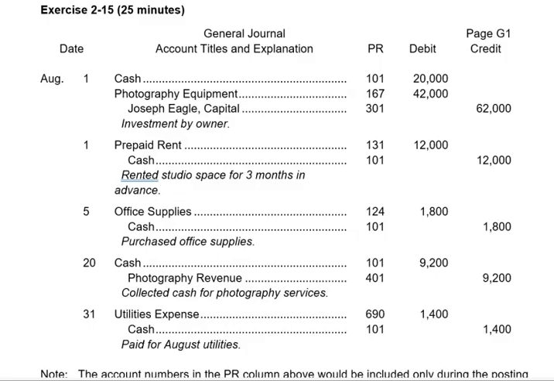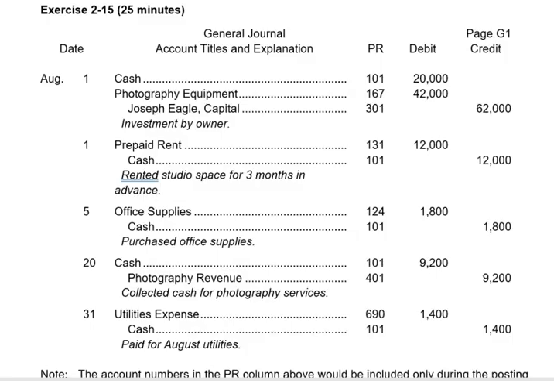So for this entry, we have cash is being increased. So we're going to debit cash. Photography equipment is also being increased for 42,000. So that's going to be a debit because that's an asset. And then the credit is going to be capital because by Joseph Eagle, the owner of this company, investing in the company, it's a capital account and it's increasing equity. And it's an investment by owner.